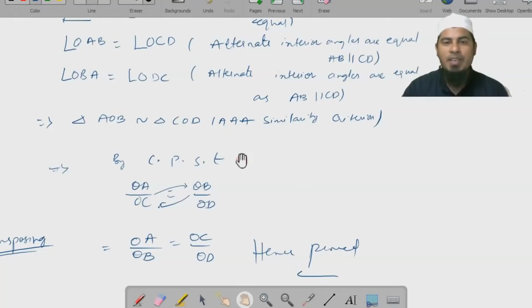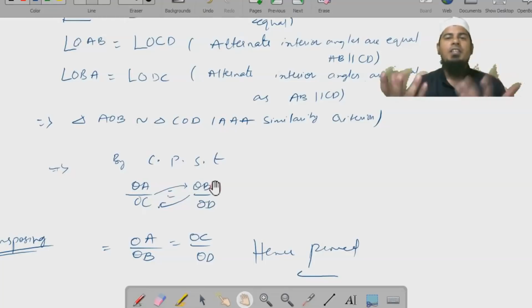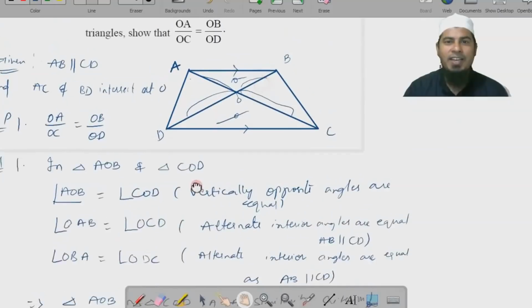Hence, by CPST, what we can write here is the ratio OA by OC is equal to OB by OD, but this ratio is not given. We need to prove OA by OB, so I can reshuffle this after taking CPST. So OB is taken here, OC is taken here. Reshuffling gives the answer. I hope you understood this solution. Let us go to the next question.